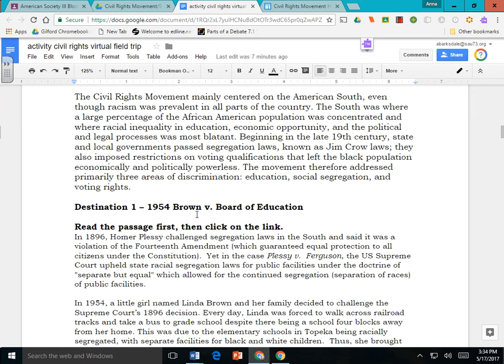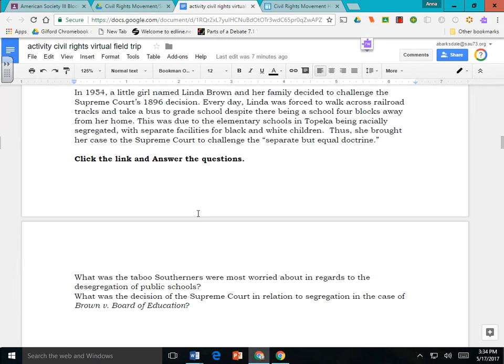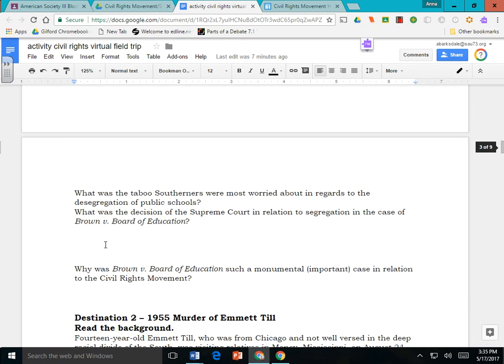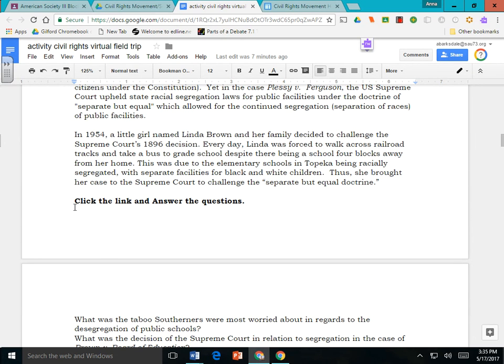From this point forward, you're going to take part in going to different destinations starting in 1954 with a case known as Brown versus the Board of Education. Please read the passage first and then go to the corresponding Google link and click on the link that will take you to Brown versus the Board of Education and give you some background information. From there, you'll answer the questions that follow. Please make sure to follow the process correctly so that you can complete the activity successfully. Good luck and email me with any questions.